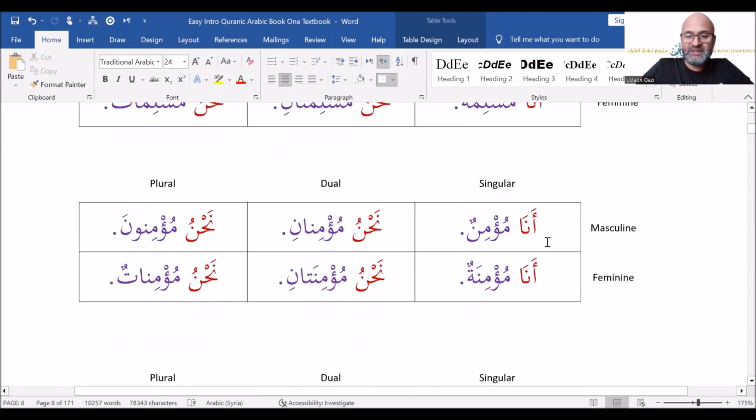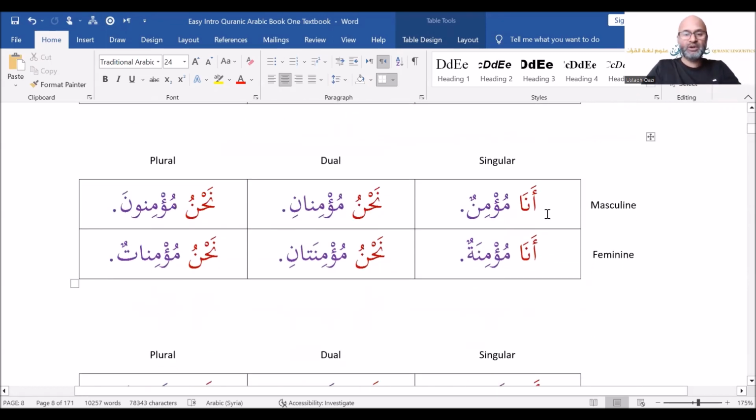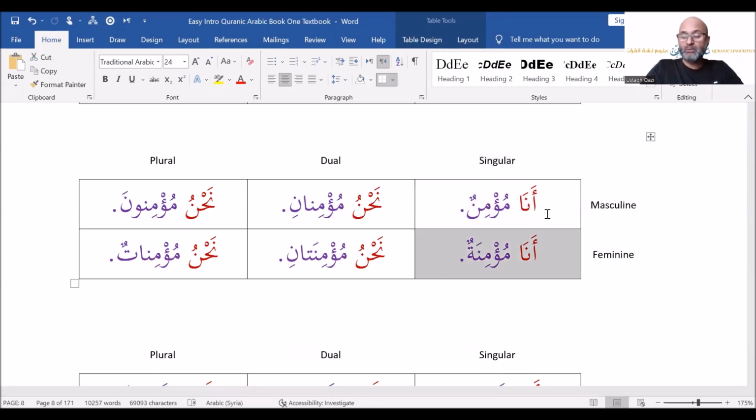So that was the word Muslim. Let's do the same thing for the word mu'min. Ana mu'minun, I am a believer. That's masculine and singular. Ana mu'minatun, that's feminine, singular. Ana mu'minatun, I am a believer.